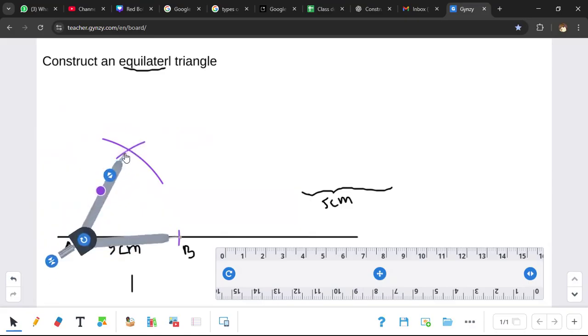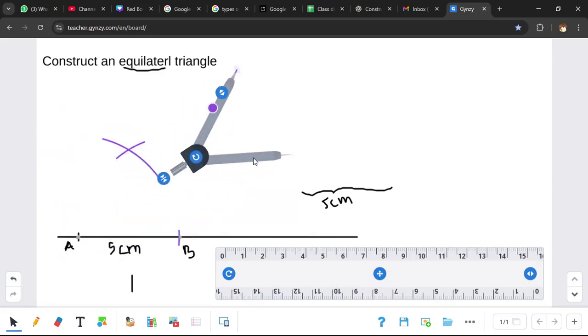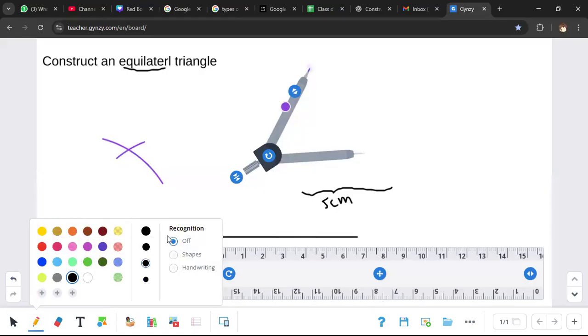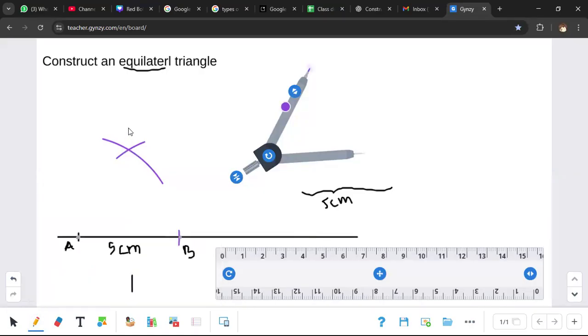Now this is intersected. So these two arcs have been intersected with each other. Then this intersection point, you have to mark it as point C. So this is your point C. Then take your ruler.